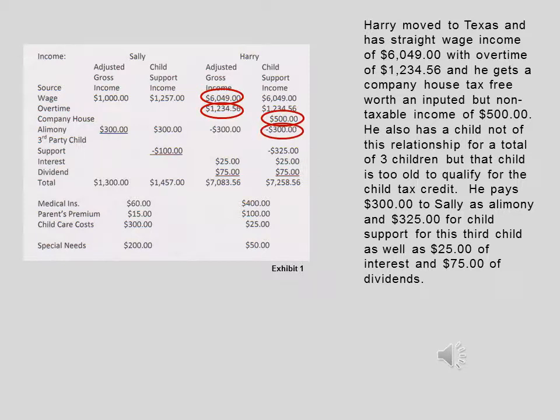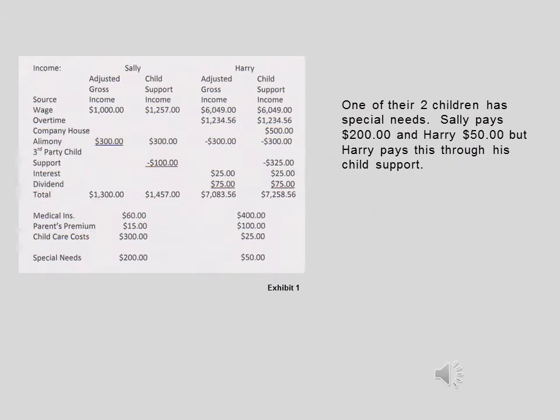He pays $300 to Sally as alimony and $325 for child support for this 3rd child, as well as $25 of interest and $75 of dividends. One of their 2 children has special needs. Sally pays $200 and Harry $50, but Harry pays this through his child support.